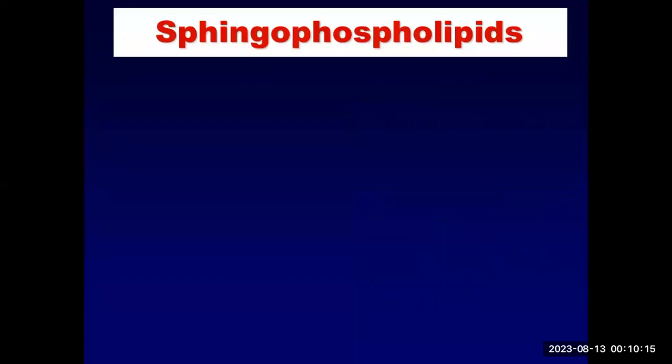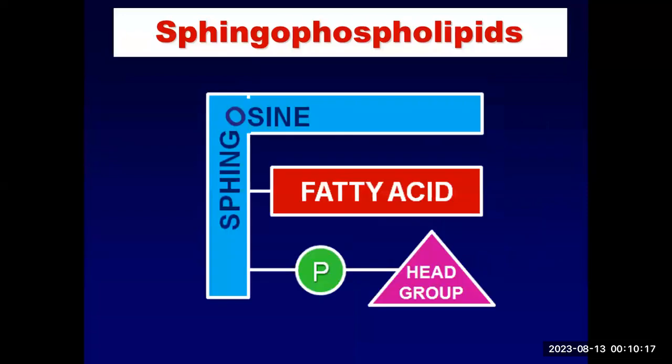Sphingolipids. This is the second type of phospholipid, in which instead of having glycerol as the alcohol, it contains sphingosine as the alcohol. Sphingosine, as I pointed out, is an 18-carbon unsaturated dihydroxy amino alcohol. To sphingosine, a fatty acid is attached, phosphoric acid is attached, and a head group is present.